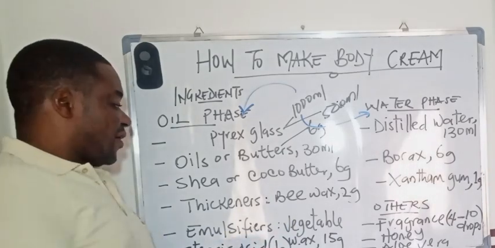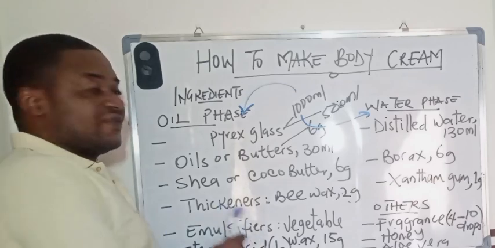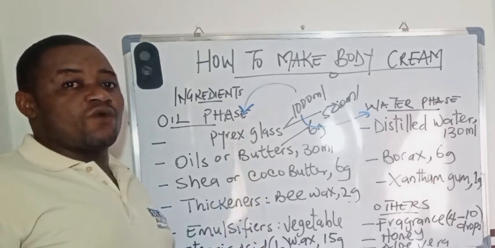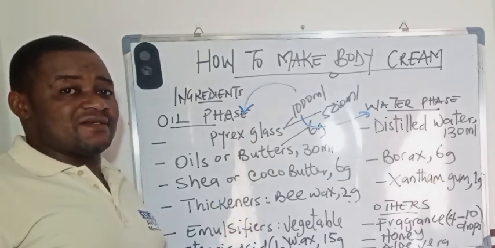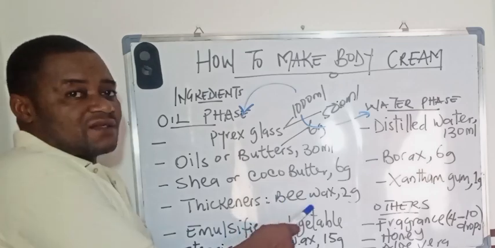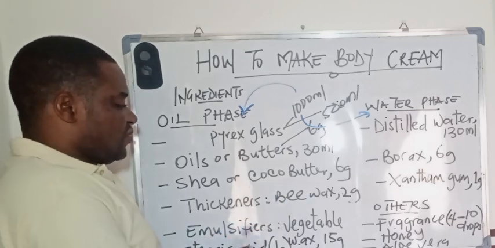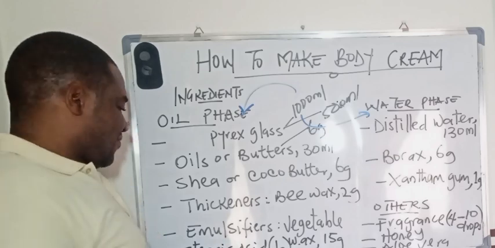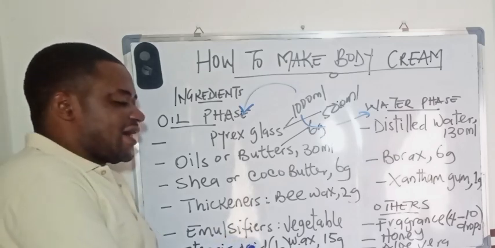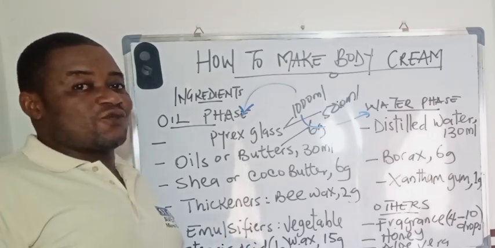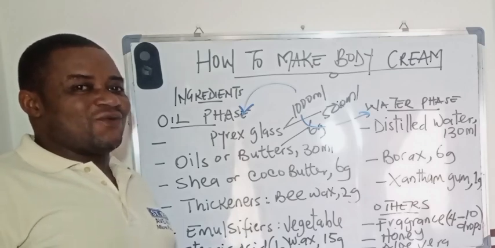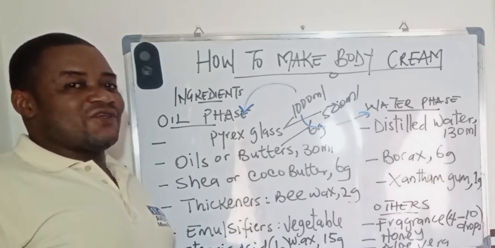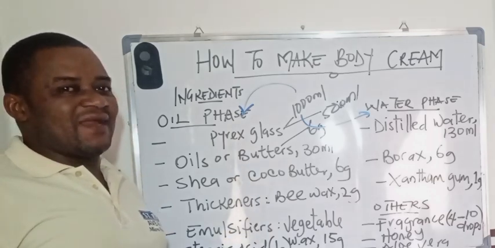Now there are other types of emulsifiers. There are other types of thickeners. But I'm just using one, for example. Anyone you want to use is good. But you can use the beeswax as your thickener. You can use the vegetable wax as your emulsifier. Now you can also get stearic acid. But stearic acid is not compulsory, it's optional. If you want to use stearic acid, good. If you don't want to use stearic acid, it's okay, fine.